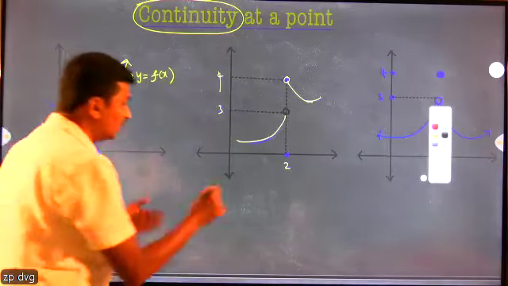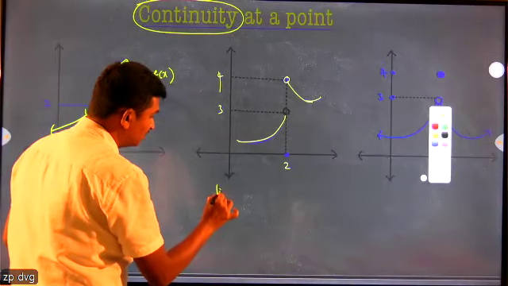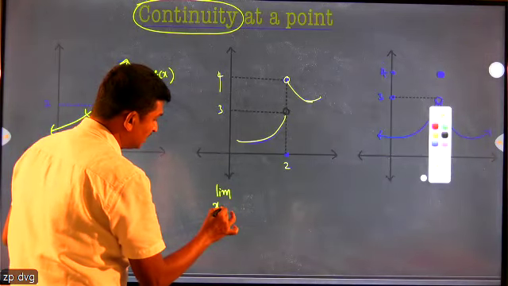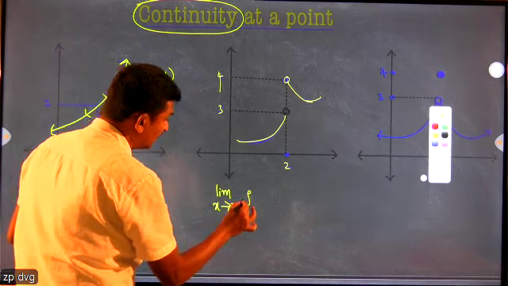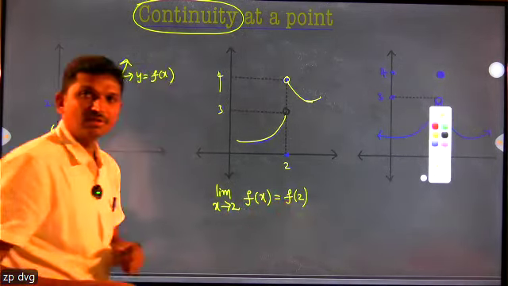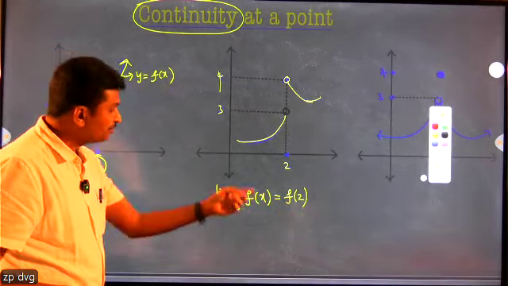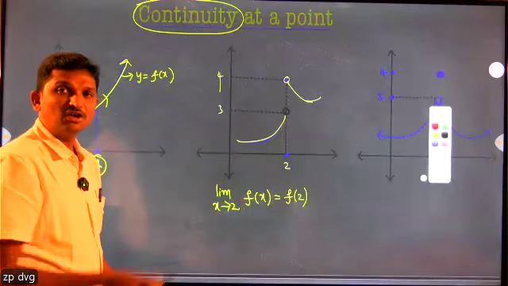Actually, now you come to that mathematical meaning. You need to check the continuity at x equal to 2. First you take it like this: limit x tends to 2 of f of x equal to f of 2. You need to check this. If this holds good, then we say the function is continuous at x equal to 2. I'm checking this. Limit concept we learned.